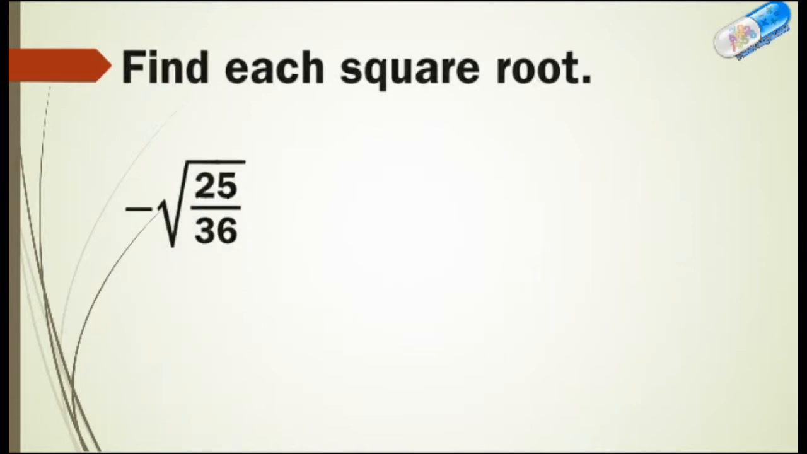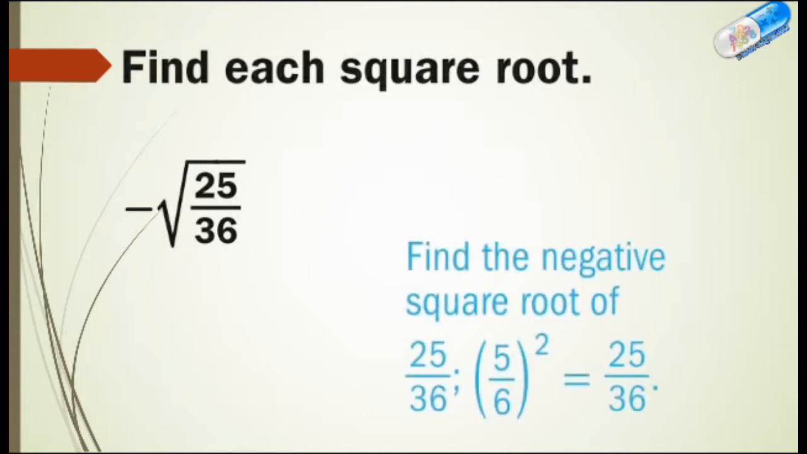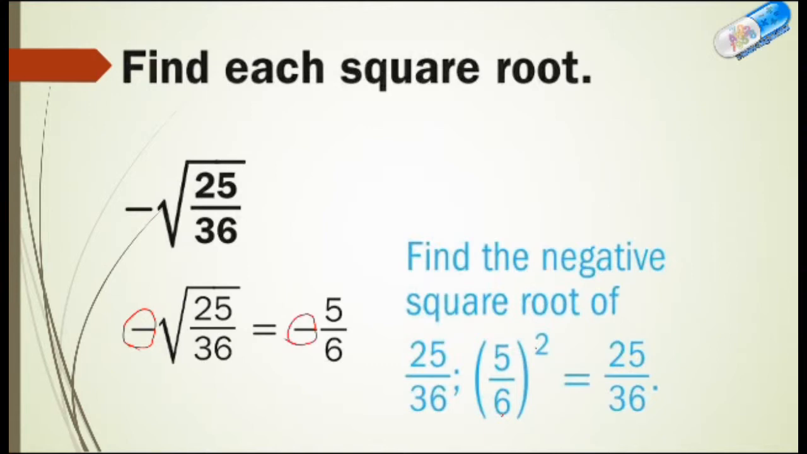Another example, find the negative square root of 25 over 36. First, we find the square root of 25 over 36 without the negative sign. So 25 over 36 means that 25 is 5 power 2 and 36 is 6 power 2. This means that its square root is 5 over 6. And we have a negative sign here, so we will put it in the answer here.